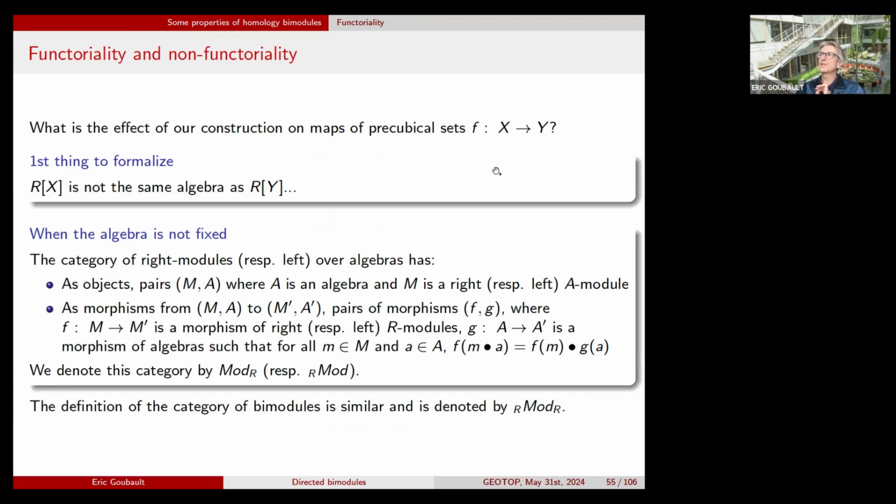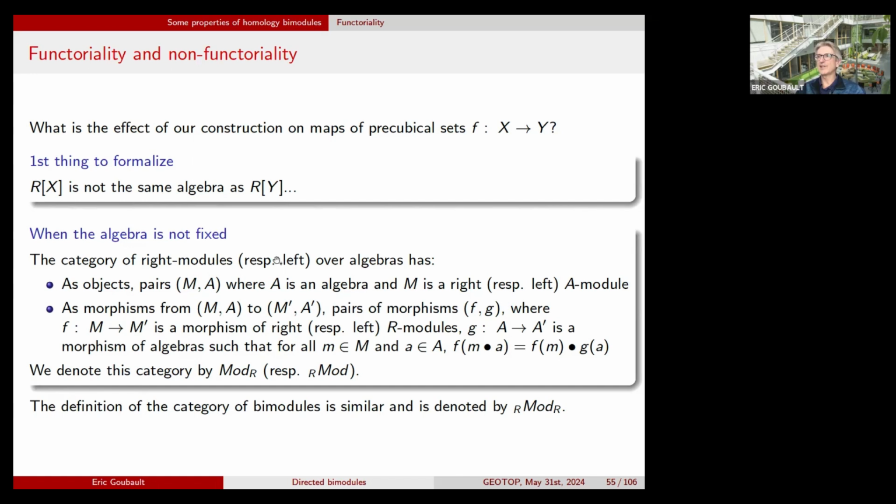So what happens when you consider precubical set maps from X to Y? Certainly the path algebra R of X may not be the same algebra as R of Y, except if you are very lucky, right? So certainly the category of modules you're living in when defining these homology modules is not the abelian category of modules of a fixed algebra.